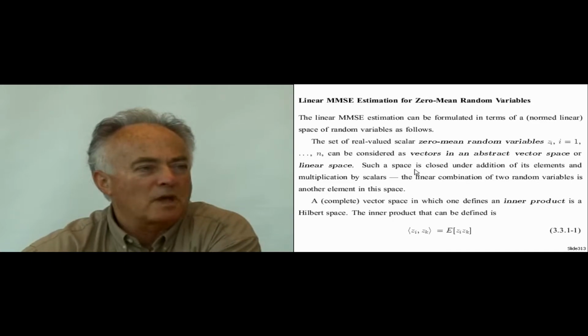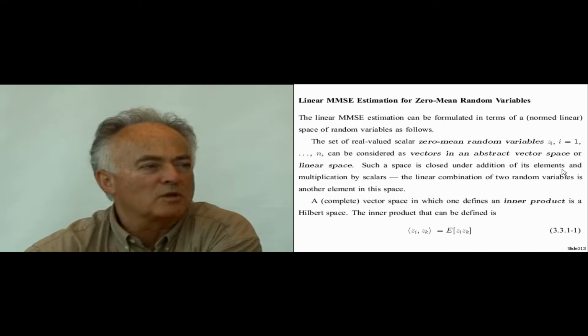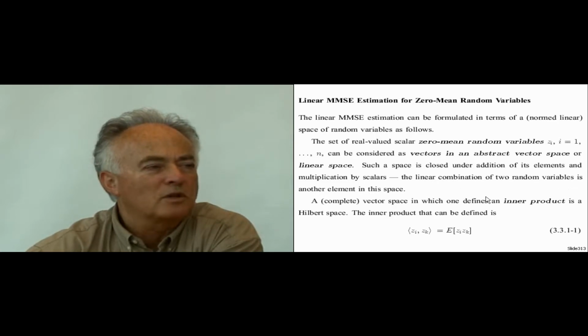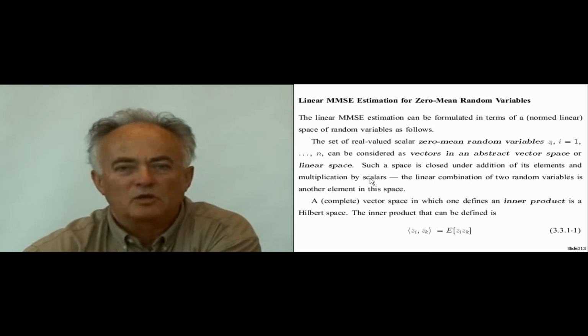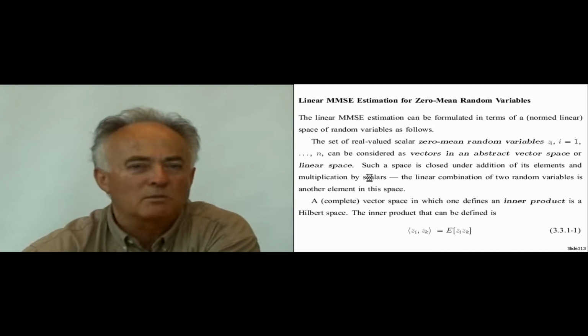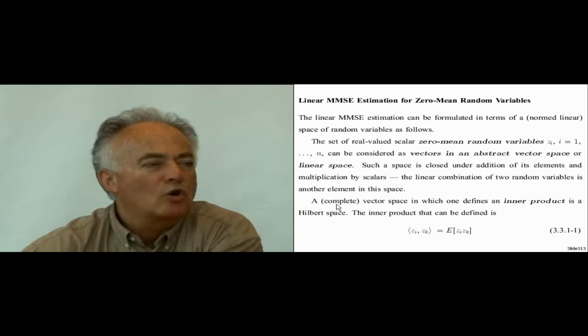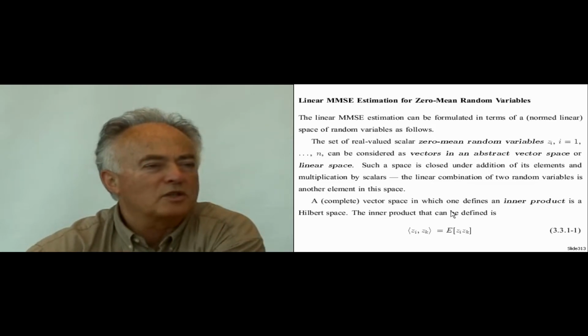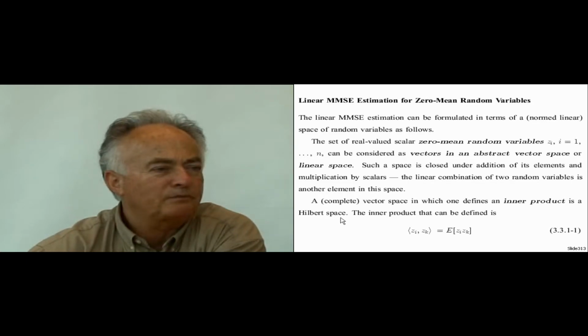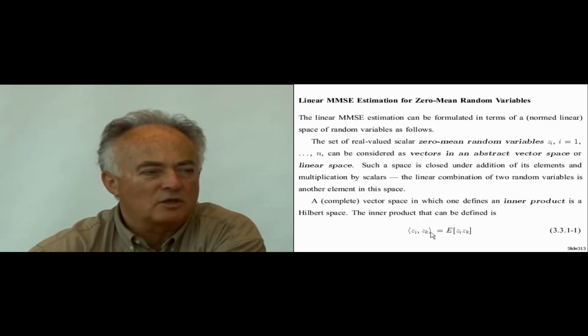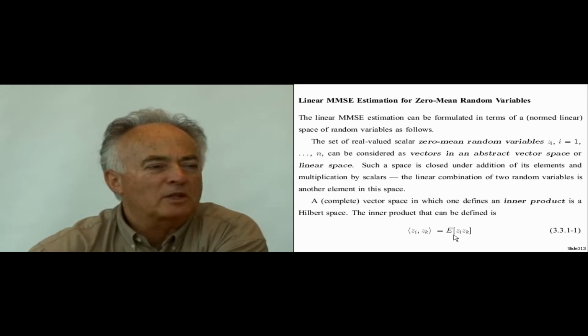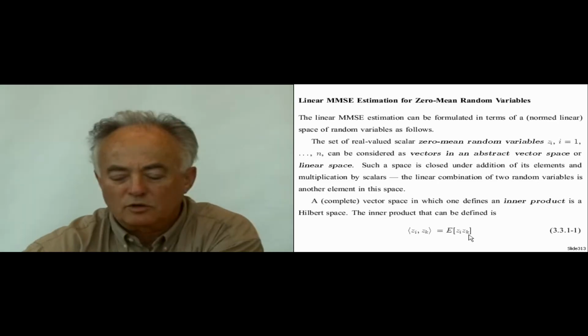What is a linear space? It's a space, so-called, closed under addition of its elements and multiplication by scalars. By this we mean that any linear combination of two random variables or two elements of our space is another element in the same space. So that's the closeness under addition and multiplication by scalars. This is what we do when we take linear combination. We multiply them with some scalar number and add them up. A complete vector space in which one defines an inner product is called the Hilbert space, and we'll define an inner product between two elements of this space, Zi and Zk, as the expected value of their product.